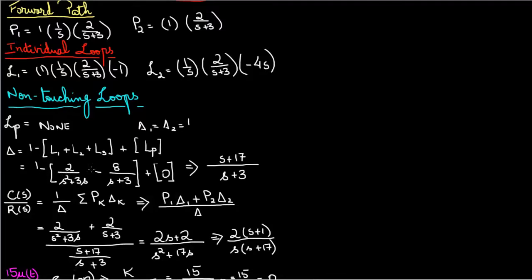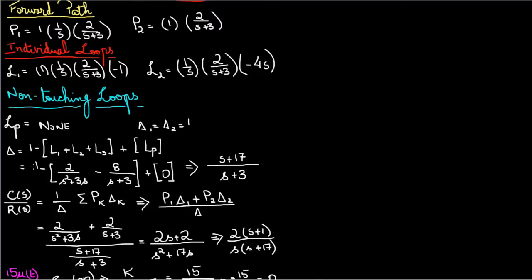And then you do some algebra for this. So after some arithmetic, you would end up with, in the numerator, s plus 17, and in the denominator it's going to be s plus 3. Now you have delta, and we can find our condensed transfer function by using Mason's rule.